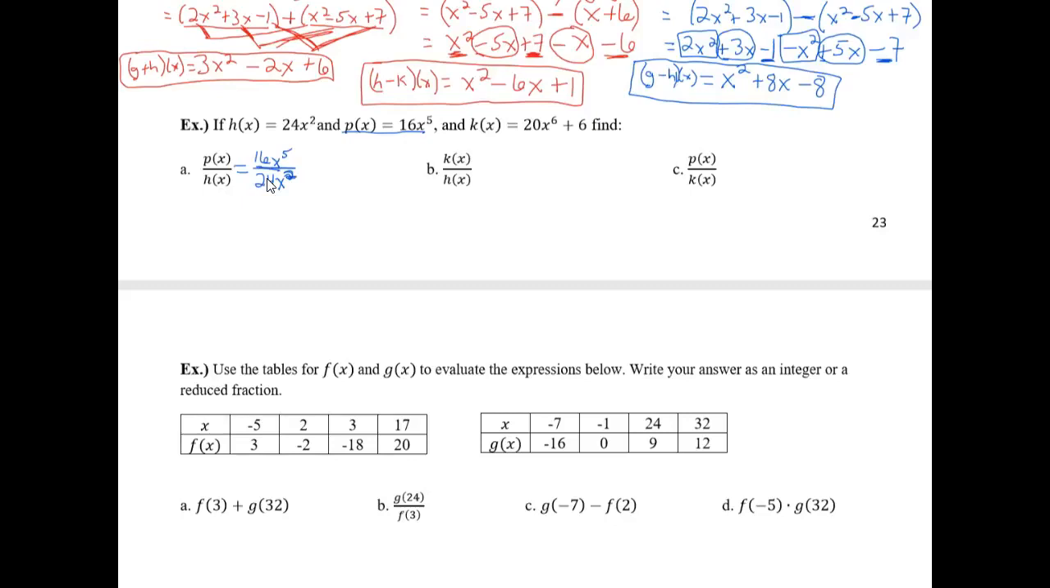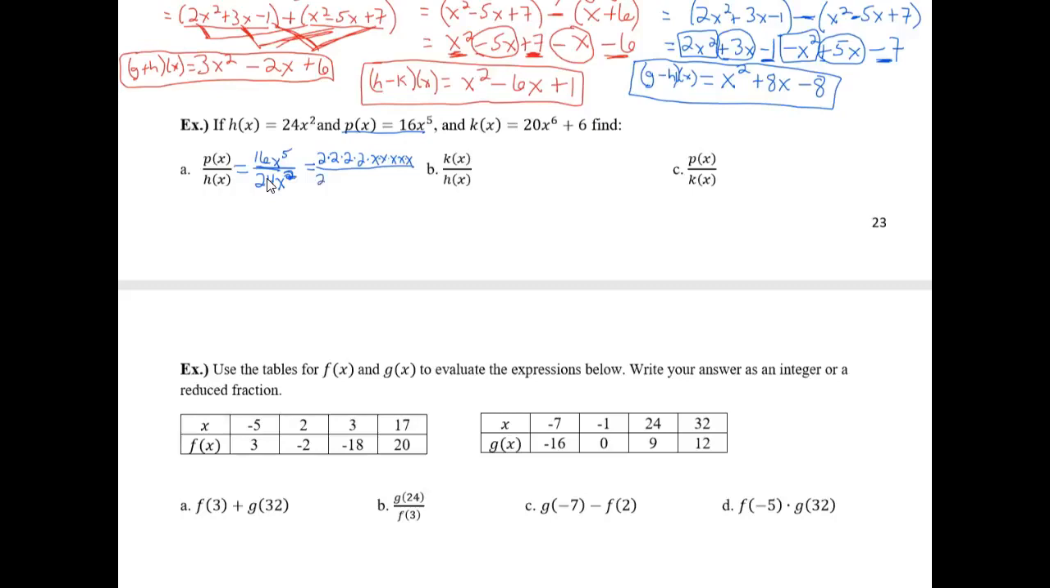And then we need to make sure we simplify this as far as possible. So if we can find any common factors, we need to divide those out. It depends on how you feel comfortable, if you can recognize the greatest common factor, or if you need to just factor it out, such as 16 is 2 times 2 times 2 times 2, and x to the 5th is x times x times x times x times x. If you're a very visual person, you can expand that all the way out.